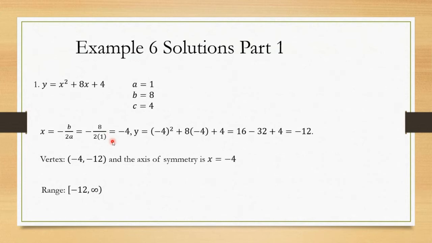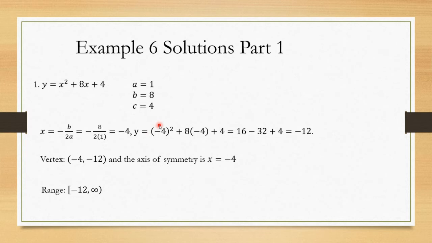Well, that's the x coordinate of the vertex. To get the y coordinate, we evaluate the function there. I know here I have y equals, but it's the same idea. You just replace x in here with negative 4. So we have negative 4 squared plus 8 times negative 4 plus 4, which is 16 minus 32 plus 4, which is minus 12.